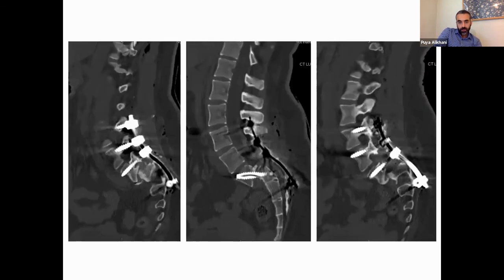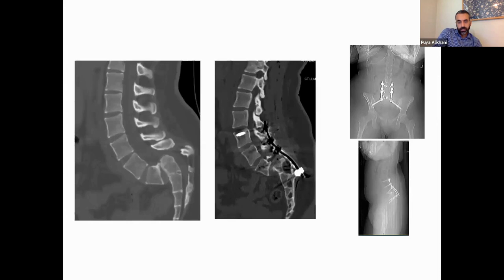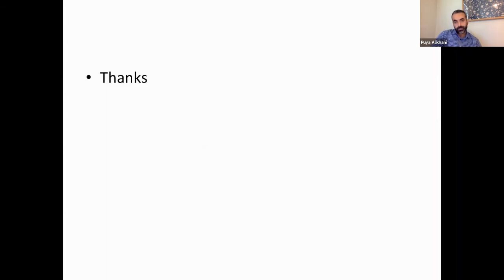So she is almost 1 year out. She's doing great. Her back pain has improved. Her posture has improved, and so far she's happy, and she hasn't fractured any of her construct. So we'll see.